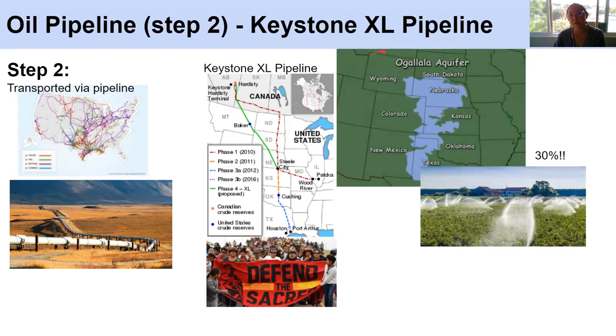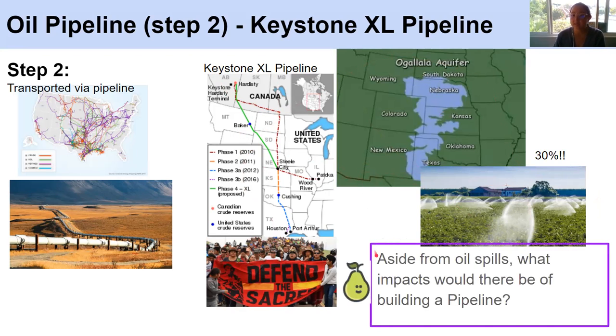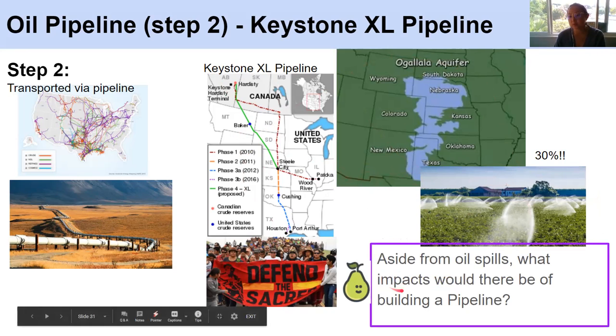And so running a pipeline through this, you risk leaks, you risk the building of the pipeline contaminating the water sources. And that would just mean so much havoc on the agricultural industry if that were to happen. So knowing this case study about this pipeline, I asked the class, aside from the oil spills, what impact would there be in building a pipeline?